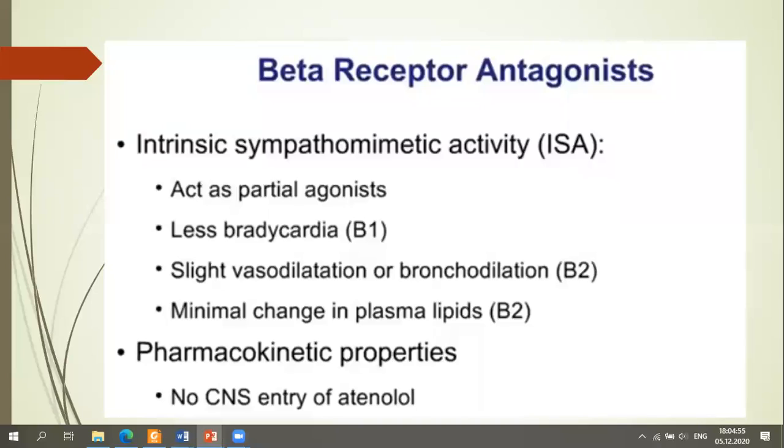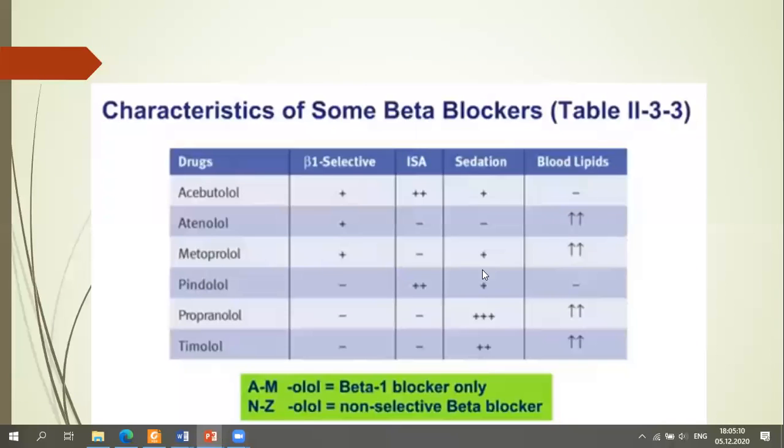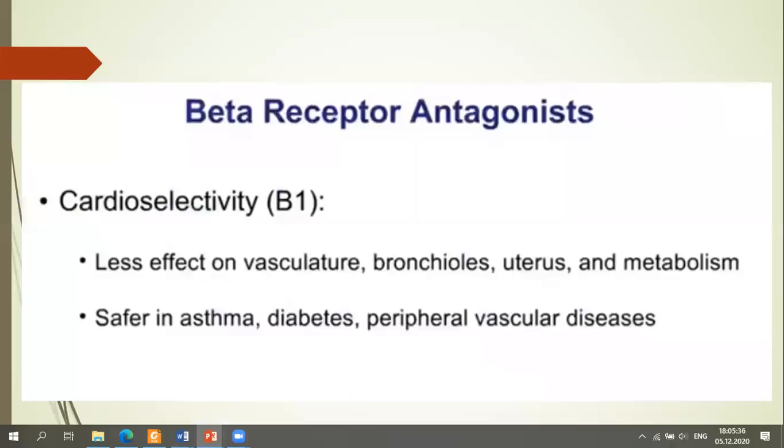Less bradycardia will be occurring too. Slight vasodilatation or bronchodilation will be occurring too with beta-2 blockers. Minimal change in plasma lipids will be occurring. All of these drugs have really high effectivity in changing plasma lipids, plasma lipoproteins. But what about acebutolol and pindolol? They do not have any effect on blood lipids. So there can be only small changes, and these small changes can actually be neglected.